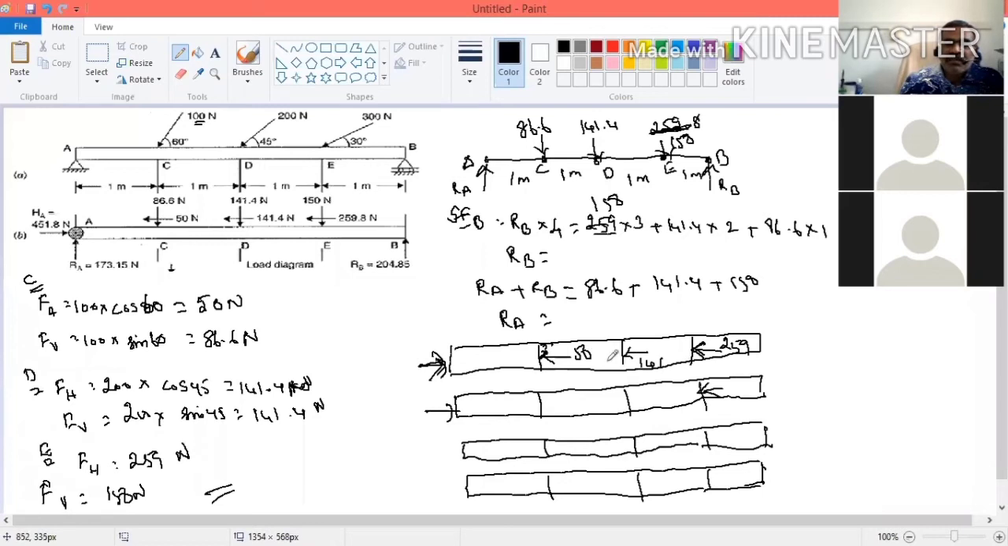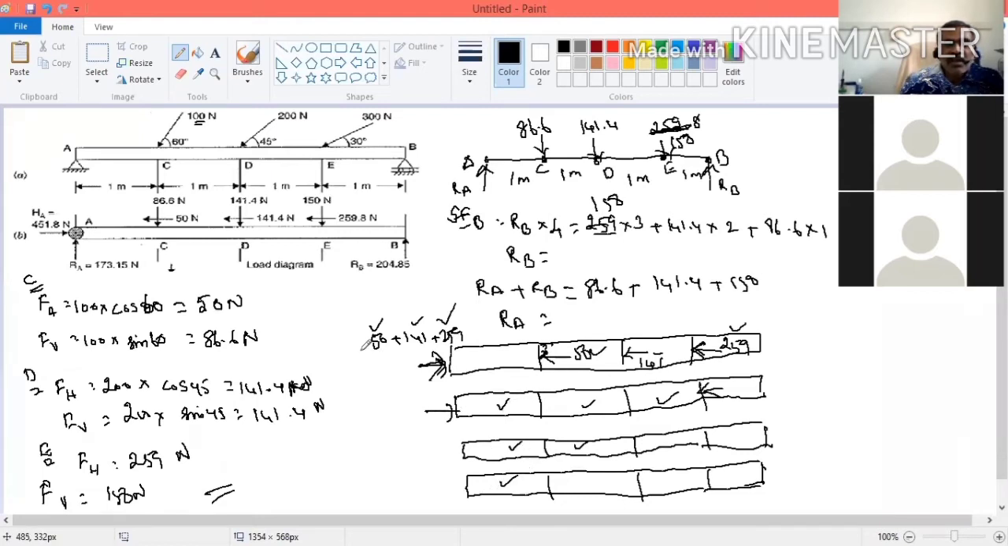Towards left is equal to towards right. So this will be equal to 50 plus 141 plus 259. Now this 259 and this 259 you can balance. That will be acting in section 1, section 2 and section 3. This 141 and this 141 you can balance. This is acting in sections 1 and 2. In section 1, this 50 and this 50 you can balance. Now, what is the net force acting in section 1?